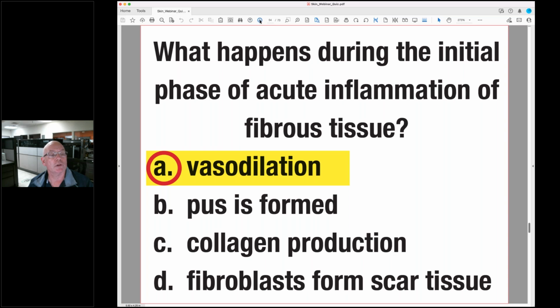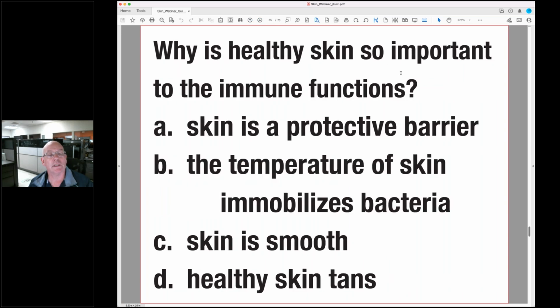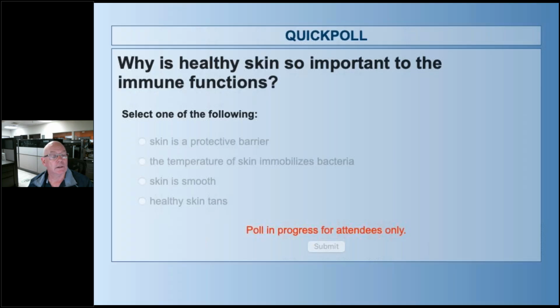Last review question of the night. Why is healthy skin so important to the immune function? Is it that skin is a protective barrier? The temperature of the skin immobilizes bacteria. Skin is smooth, or healthy in hands? That was a clue not to choose D.